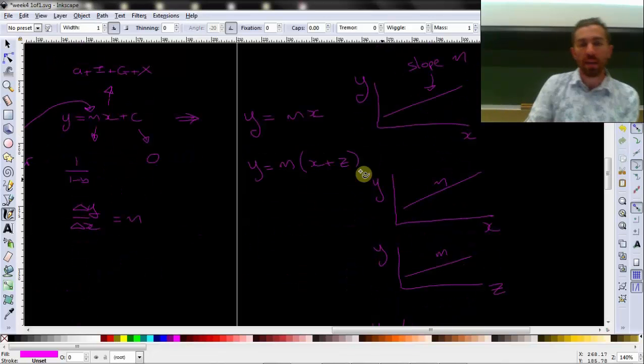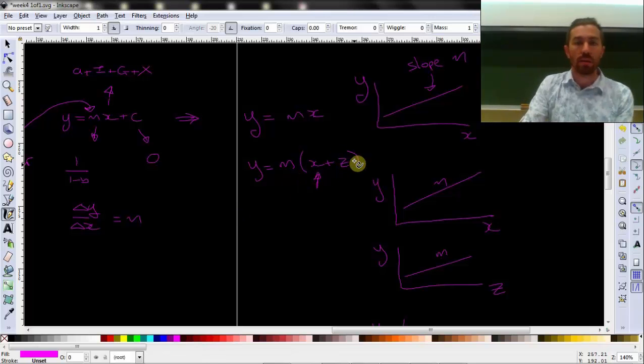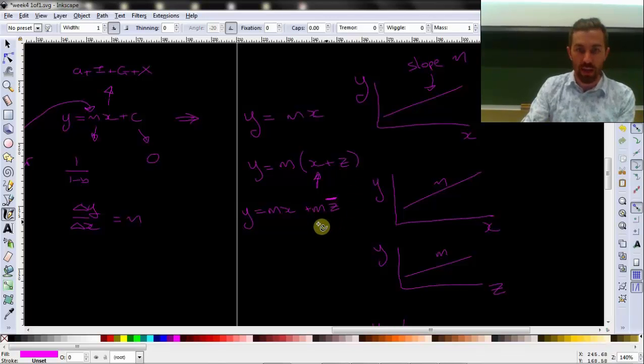Now, when I change x in this equation, z is constant. So if z is constant, I can write this equation in the following format. Y equals mx plus m times the constant z. In which case mz takes the form of c. Right? I've now got y equals mx plus some constant.